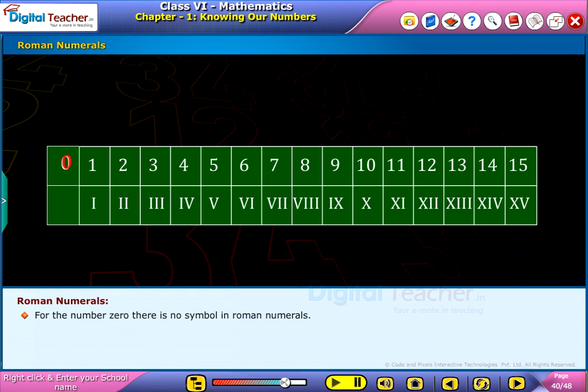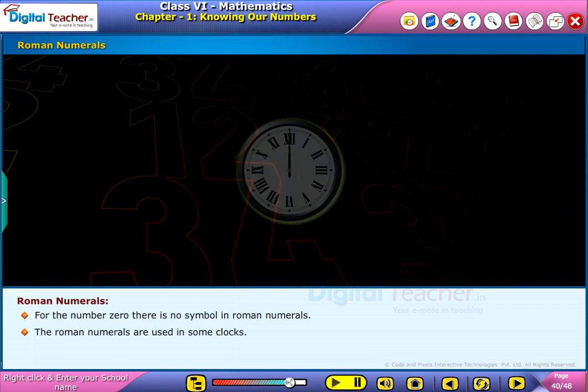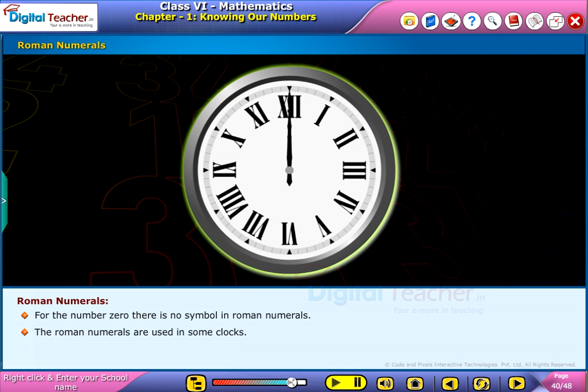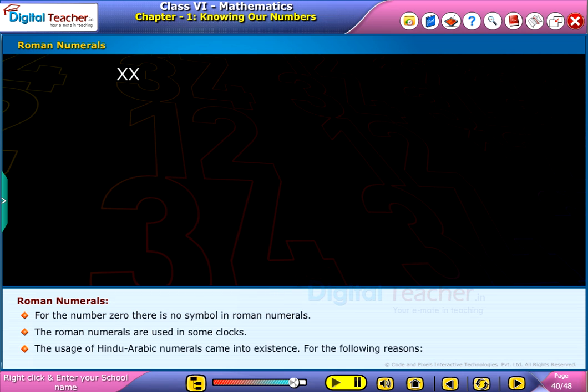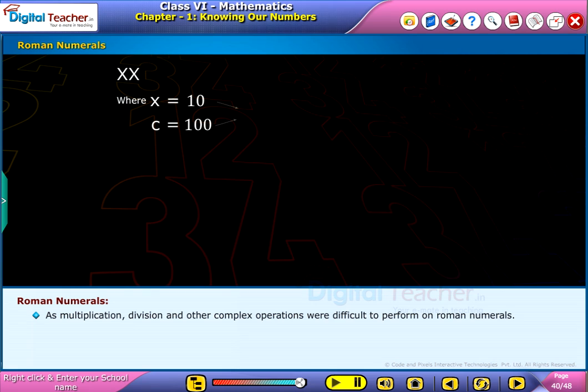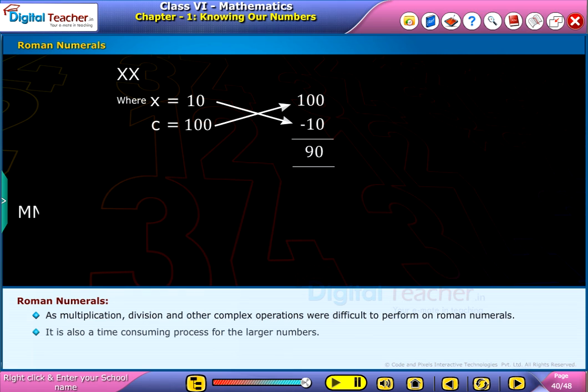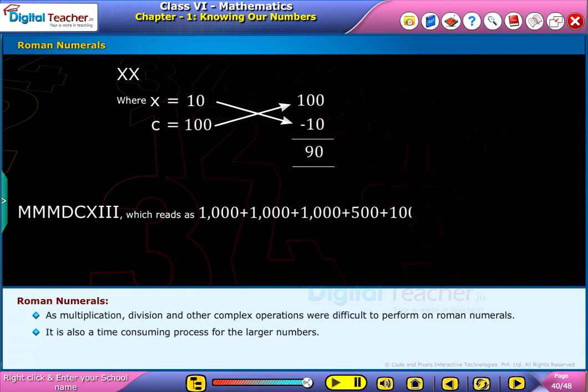For the number 0, there is no symbol in Roman numerals. The Roman numerals are used in some clocks. The usage of Hindu-Arabic numerals came into existence for the following reasons. As multiplication, division, and other complex operations were difficult to perform on Roman numerals. It is also a time-consuming process for the larger numbers.